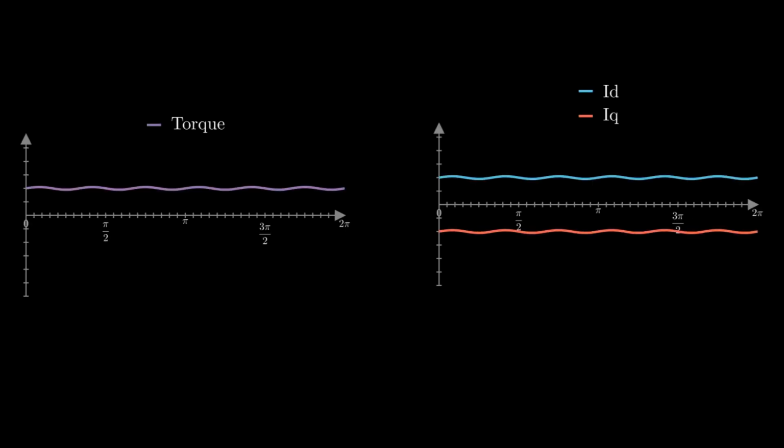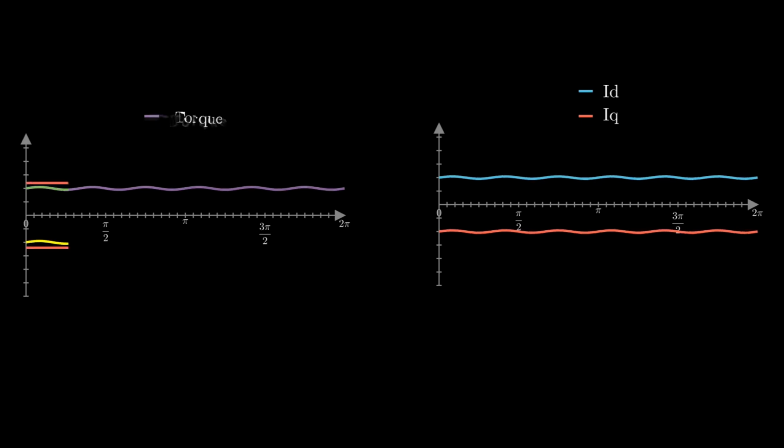First, harmonics on the D and Q axis currents will lead to torque ripples. As we covered earlier, we command certain D and Q axis currents to output certain torques. If these commands aren't followed precisely and the actual D and Q axis currents oscillate, so will the output torque.